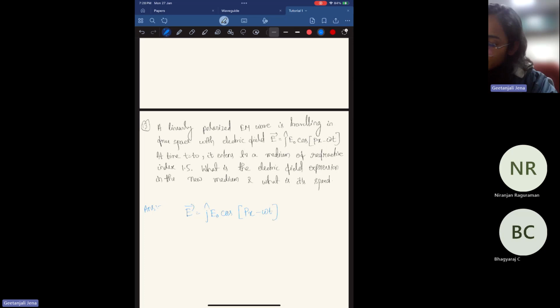So the question says, it's a linearly polarized electromagnetic wave traveling in free space with the electric field E given by this expression. And at time t equal to t0, it enters a medium of refractive index 1.5. What is the electric field expression in the new medium and what is its speed?